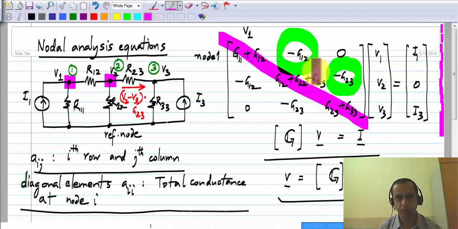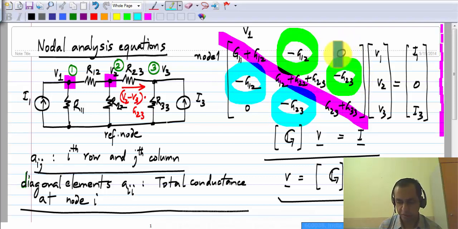And also another thing that you observe is that the matrix is symmetric. Clearly we have minus G12 over here and minus G12 there, minus G23 there and minus G23, and similarly 0 and 0. This 0 is because there is no conductance directly connected between node 1 and node 3. Okay, so there is 0 conductance connected between them.